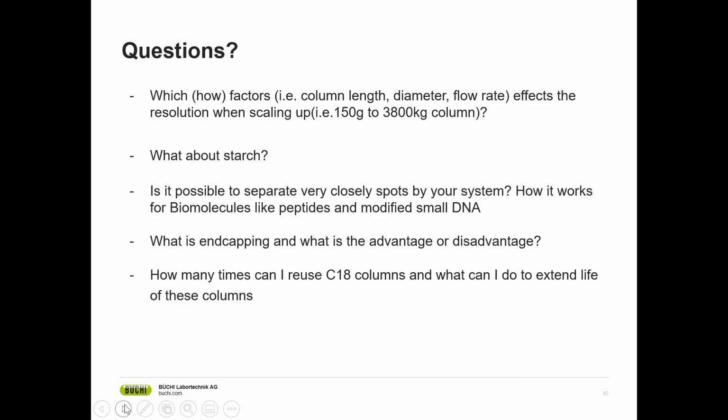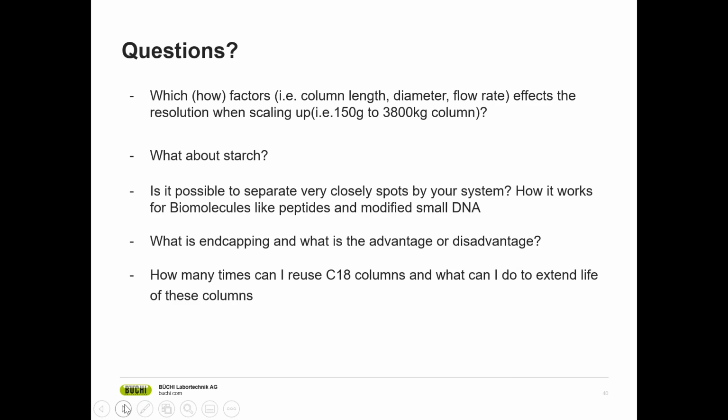Then to the second question, what about starch? The most common stationary phase is obviously silica, as I mentioned in the webinar, but starch is also a good material to be used as a stationary phase, just due to the chemical properties. But starch as a stationary phase is slightly more difficult to handle than silica because you have to pack the columns yourself, since obviously you cannot buy pre-packed starch columns.